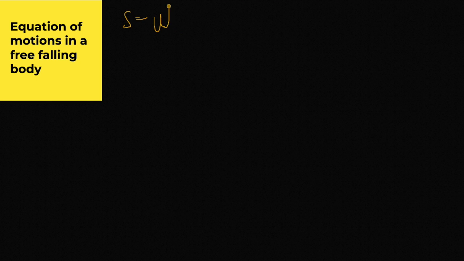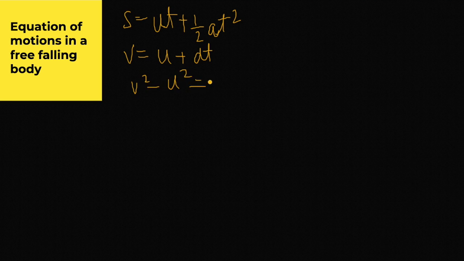So, s is equal to ut plus half at square. This is one of them. V is equal to u plus at, and v square minus u square is equal to 2as. Sorry for the bad handwriting. So these were the normal equations of motion.